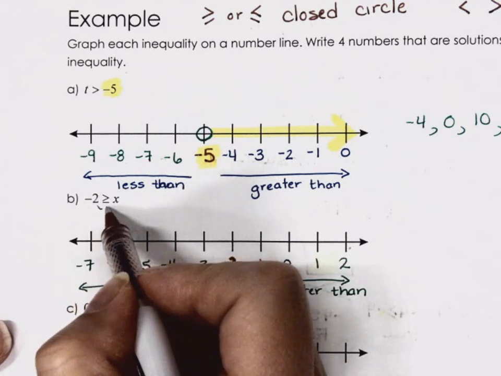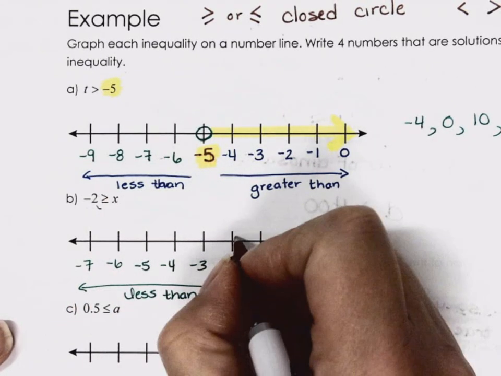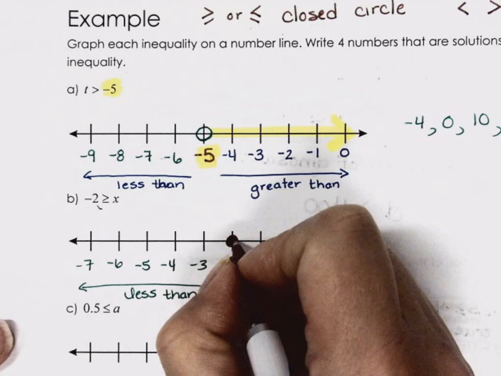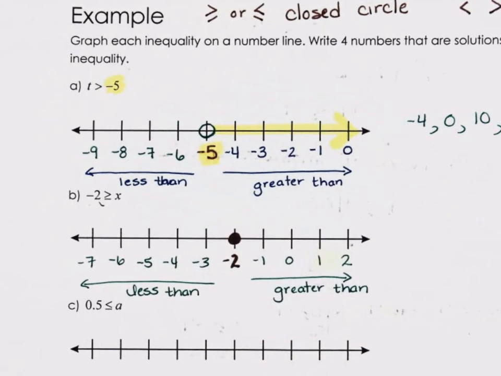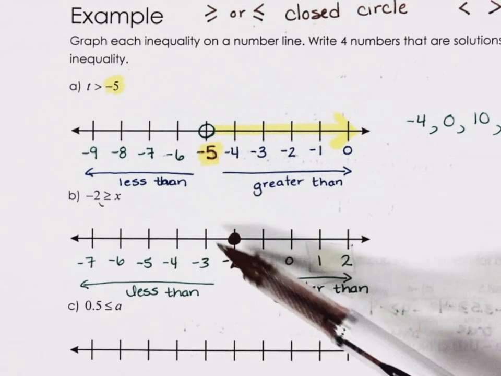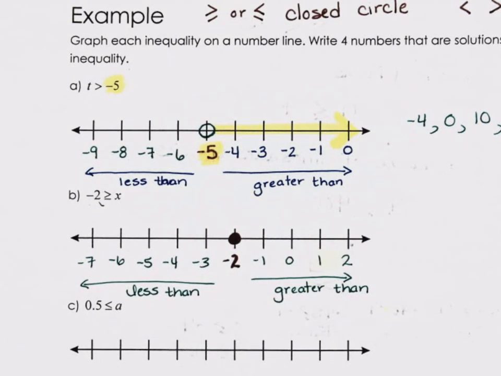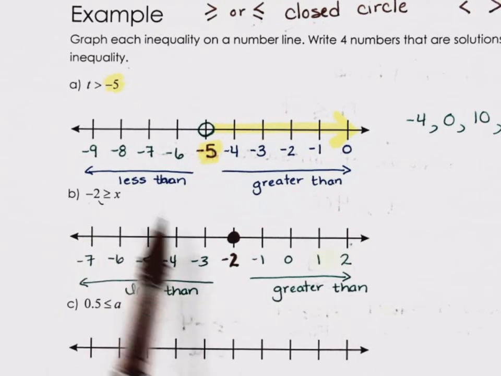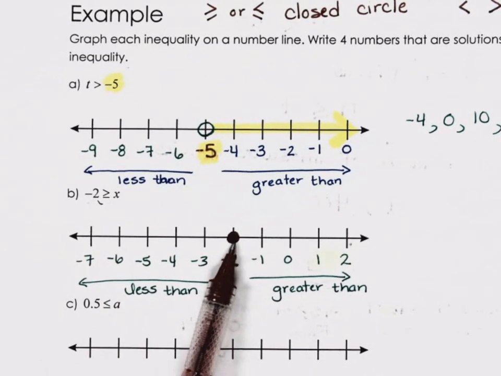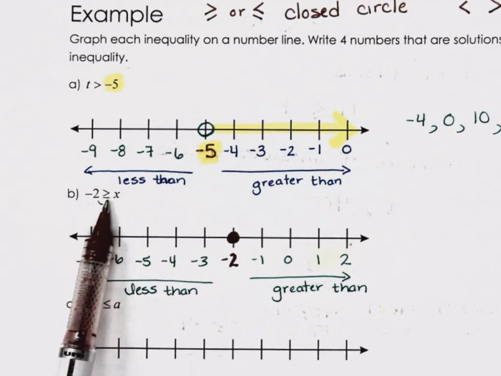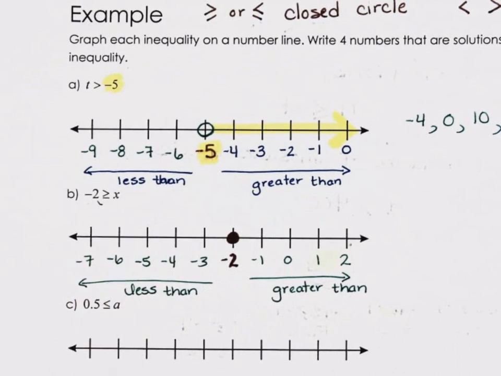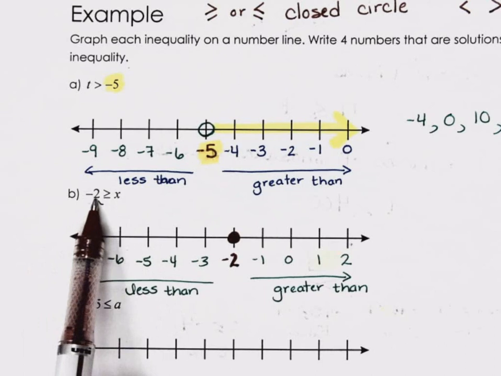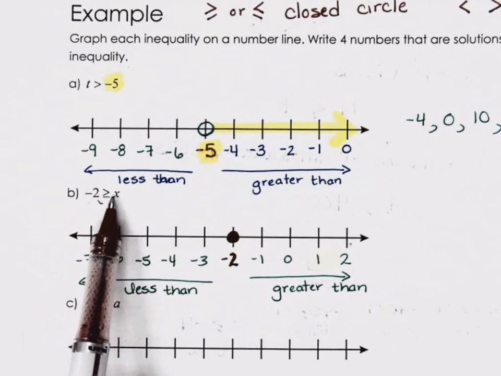Because this one has the equal sign, we're going to have a closed circle at 2. So you see the difference between an open circle and a closed circle? We're going to fill it in. And what that means, because I might give you a number line with this on it, and you have to create the inequality, is that as soon as I see this, I know my inequality has the equal to sign underneath it.